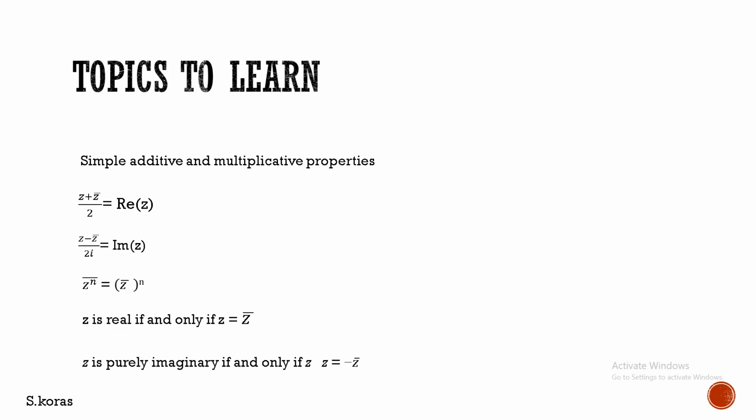After that, we are going to see about the remaining properties, that is, the real part of Z and the imaginary part of Z, and about powers of complex numbers, and when it is purely real and when it is purely imaginary. These are all the topics that we are going to learn today. First of all, let us see what are the simple additive and multiplicative properties of complex numbers.